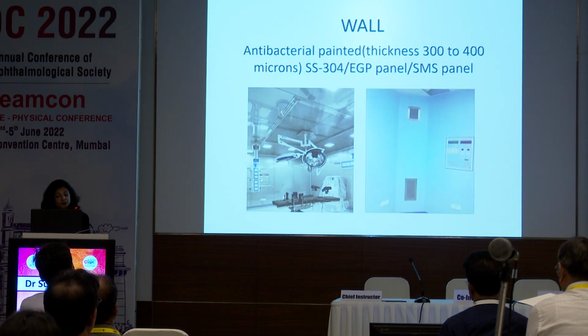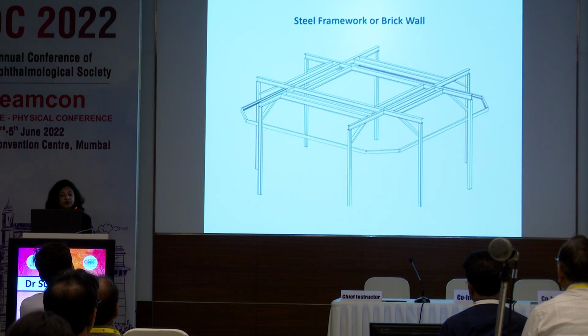Now, walls should be smooth, non-porous, non-reflective, and easy to clean. In modular OTs, walls are made up of stainless steel or EGP panels. To make that, initially a framework is laid down, which comprises either of brick wall or steel itself.